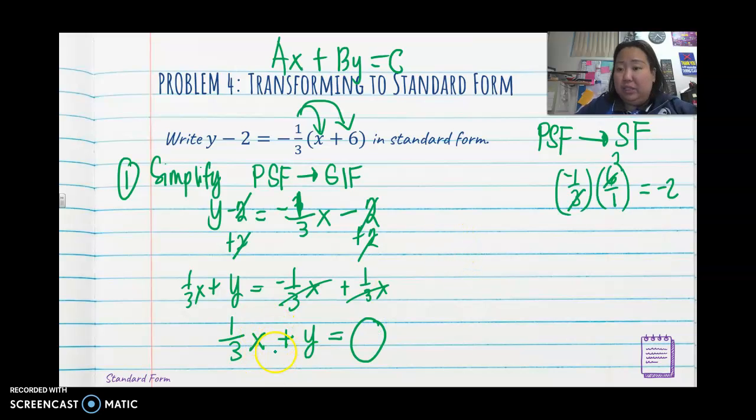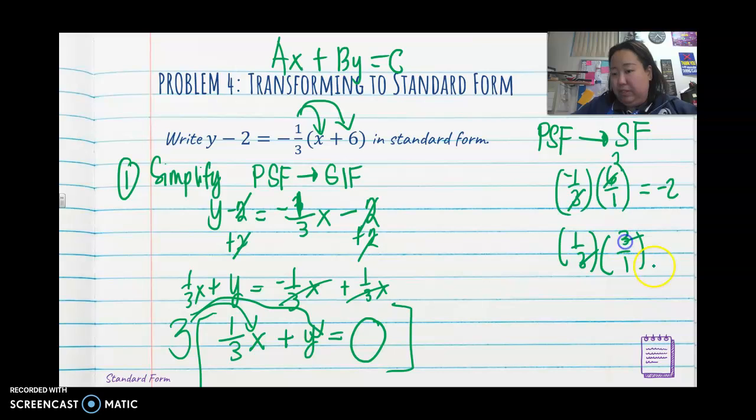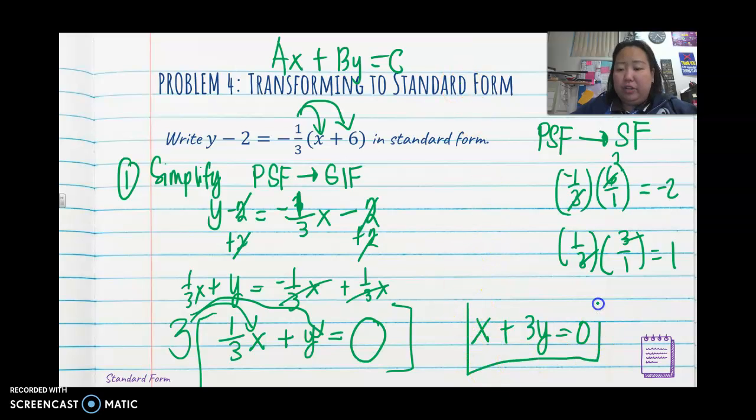Are we done with this? Remember, coefficients will always be integers. So we need to multiply this whole thing by the denominator, which is 3, okay? So we multiply 3 on all of this, including 0. So if I will have it here on the side, 1/3 times 3 over 1, you will see that it will cancel out. It's gonna be 1. So you will have x plus 3y, okay, 3 times y, equals 3 times 0, which is just the same as 0, okay? So this is now our equation.